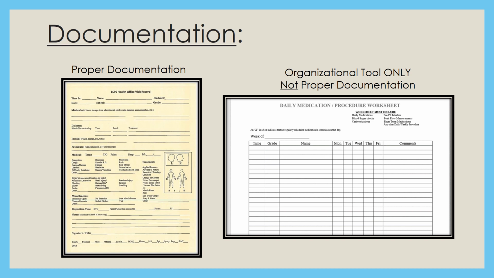On the right is the daily medication procedure worksheet. This is an organizational tool only. It helps you prepare for your day and at a quick glance tells you when and who will be coming to the health office for scheduled medications such as daily oral meds or pre-PE inhalers, or for procedures such as blood sugar checks, nebulizers, G-tubes, or catheterizations. You will use this tool to help organize your day, but your actions and care provided will be documented on the straw-colored visit record.